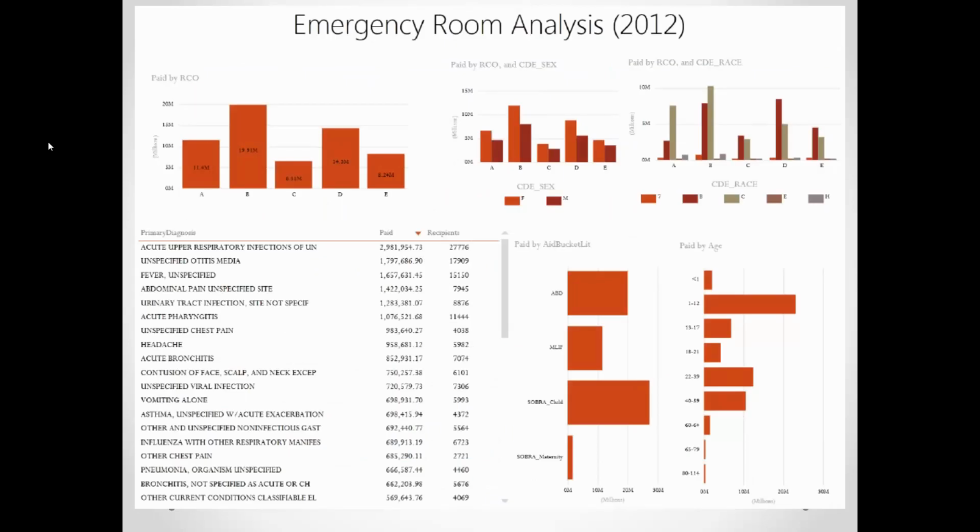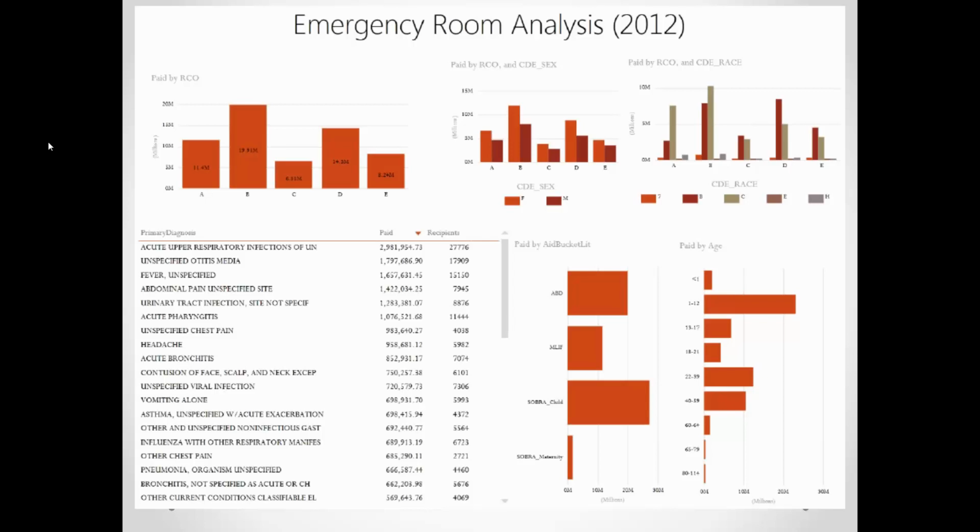We then went into some specifics to look at different diagnoses, where some of the specific expenditures are going. And so this first is based on emergency rooms. The chart in the upper left-hand corner shows total emergency room cost for each of the different RCOs. Then you can see how that breaks down by gender and by race. Some of those breakdowns just go along with the different population changes, but there's some other changes that go along with that.